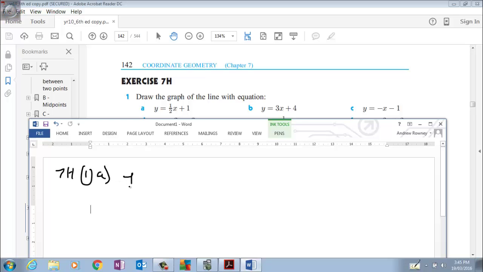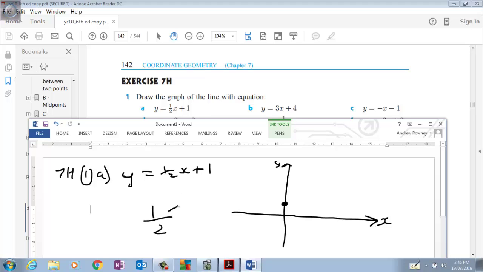So 1a, y equals a half x plus 1. Now that's written in y equals mx plus c, m being the slope, c the y-intercept. So you do your y and your x-axis. There's x, there's y. Now the y-intercept is 1, so that's cutting the y-axis at 1. We've got to have a slope of a half.